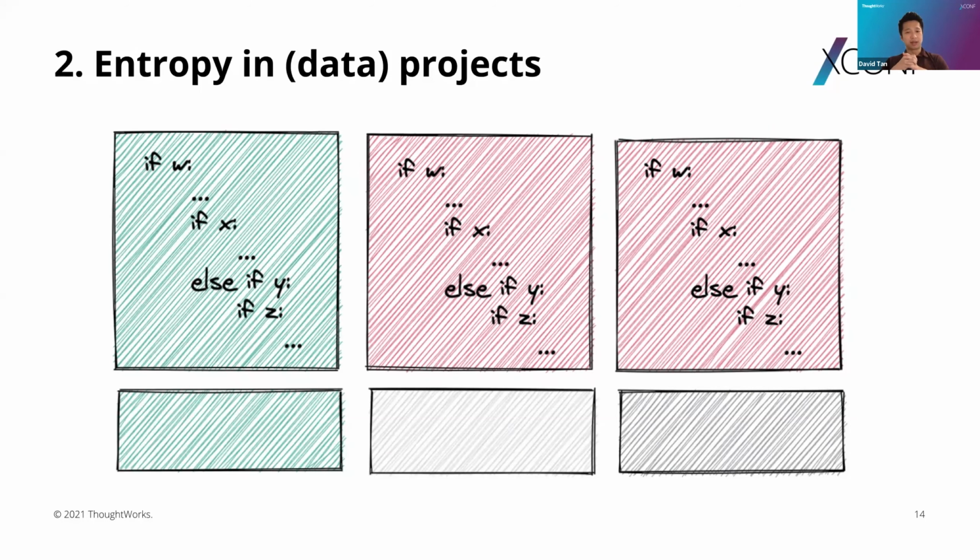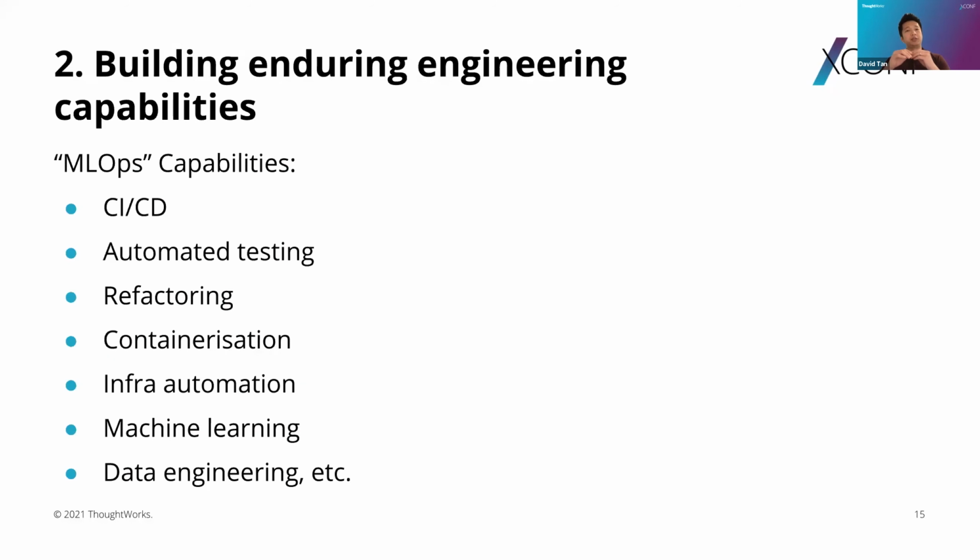The good news is that there are a set of engineering practices that can help us manage entropy. And more frequently, you hear this term called MLOps, and it refers to a collection of capabilities such as CI/CD, automated testing, refactoring, containerization technology. How do we automate our infrastructure? And of course, machine learning and data engineering. However, it is clearly unreasonable to expect any one person to know all of these things.